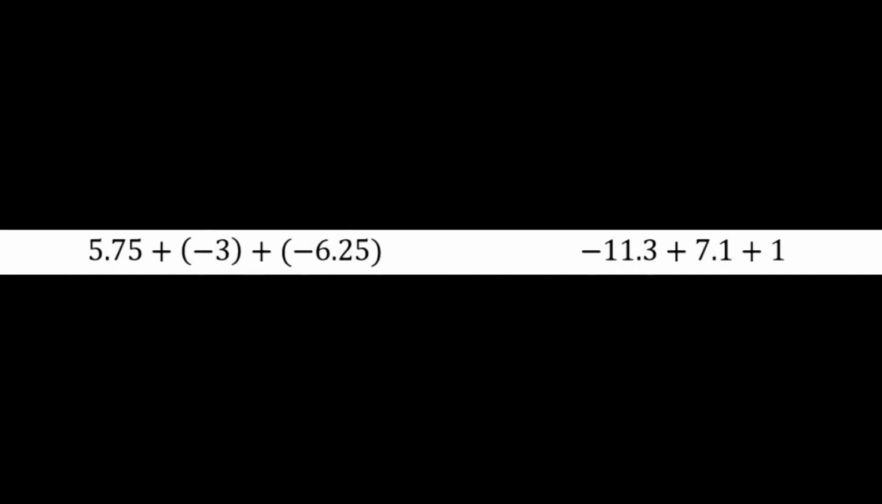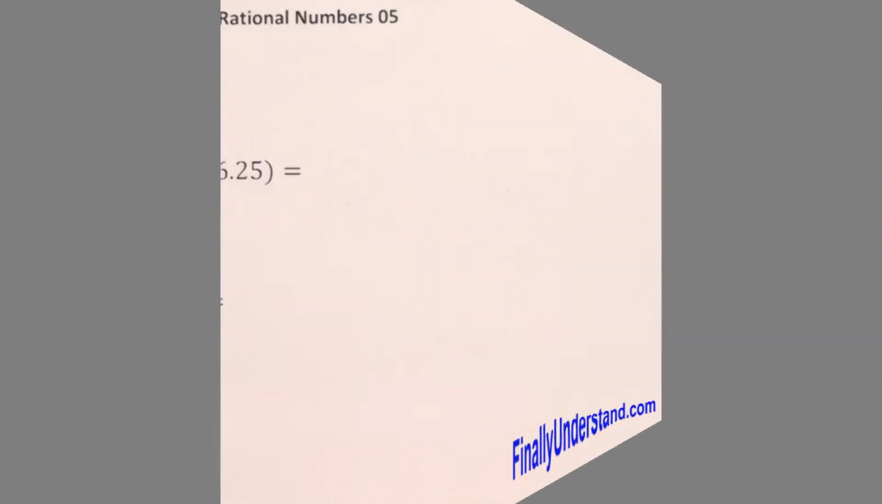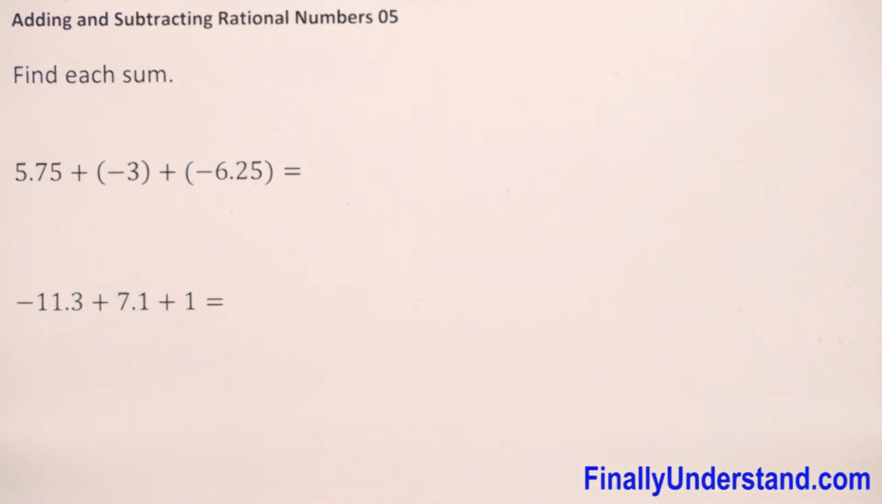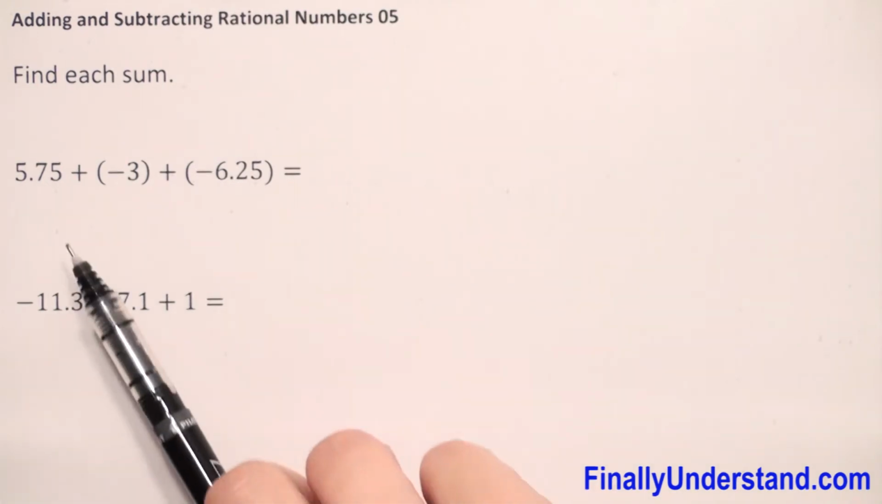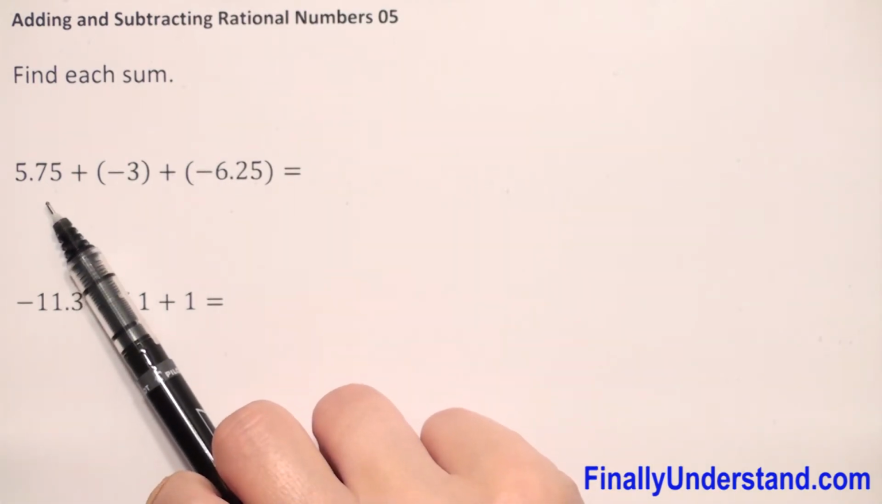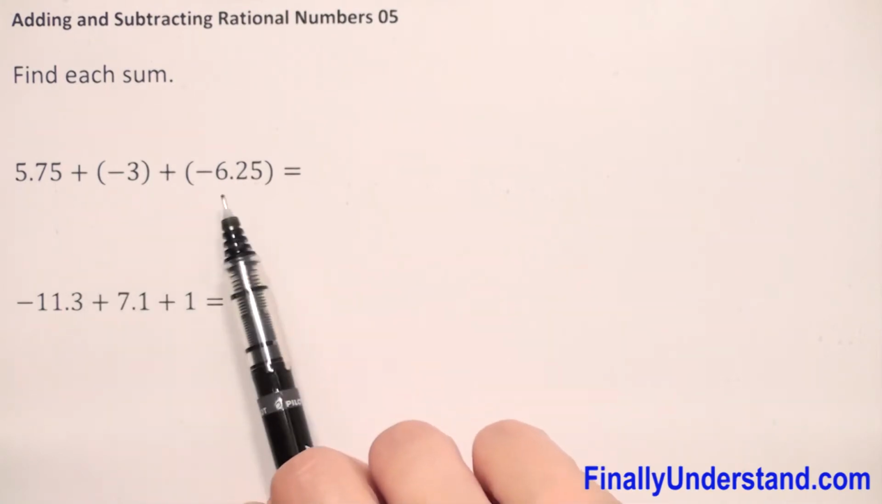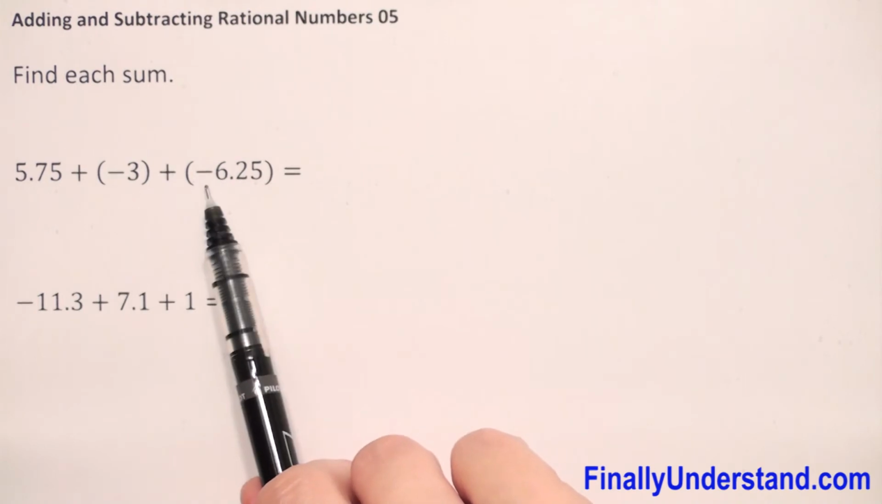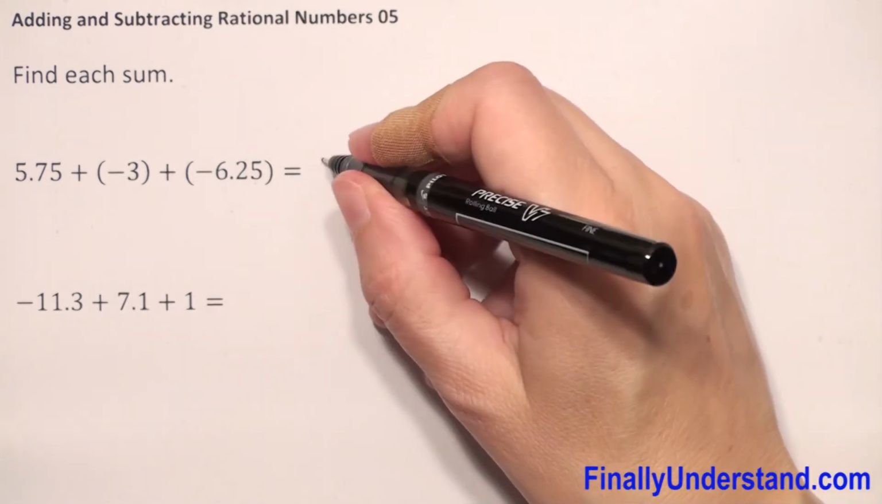We have to find each sum. We have rational numbers. To add rational numbers, we use the same rules as for adding integers. So what we can do: the first number is positive, the second and third are negative. So we can add first these two negative numbers. So we copy the first number.